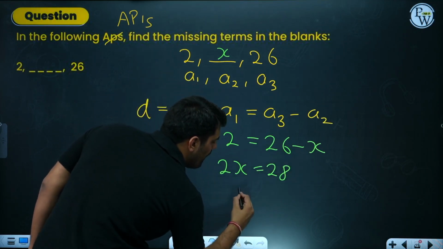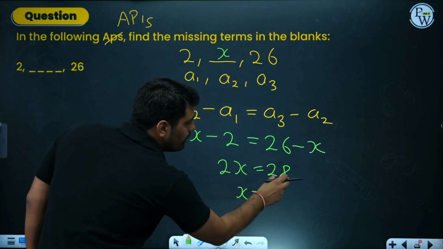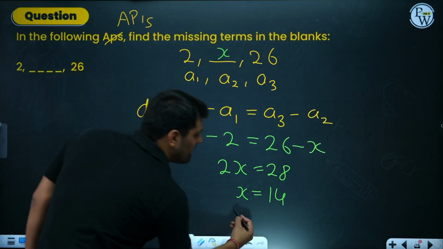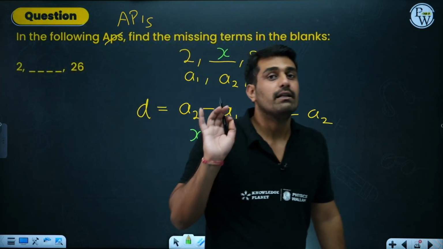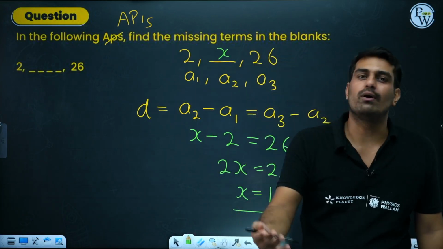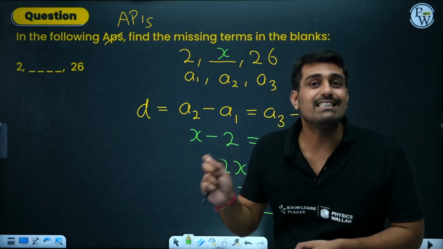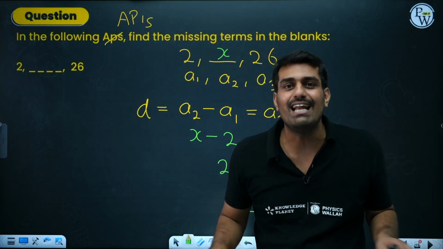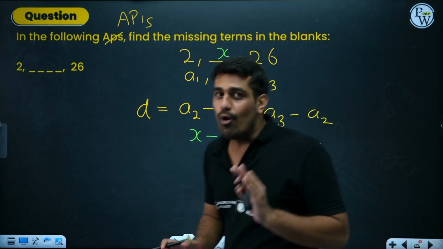From here, when I divide 28 by 2, what will I get? When I divide 28 by 2, I will get 14. 14 into 2 is 28. The value of X comes out to be 14. That means over here, I need to fill in 14. The term missing in between was 14. Did I use any specific formula? No. AP doesn't always mean that you have to use the formula. Even the formula derivation I told you is very general and specific. If you have an understanding, you can answer. So I hope you have understood this problem.